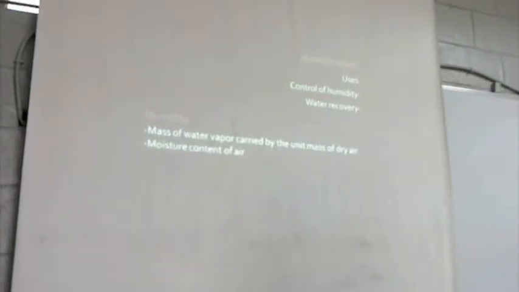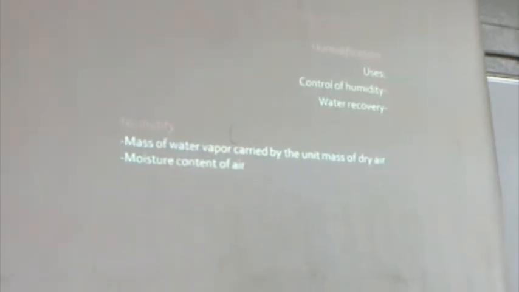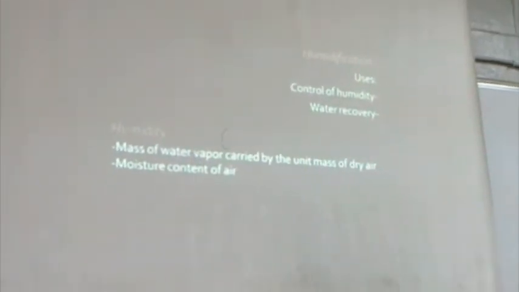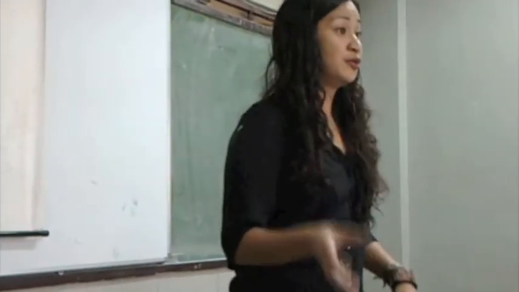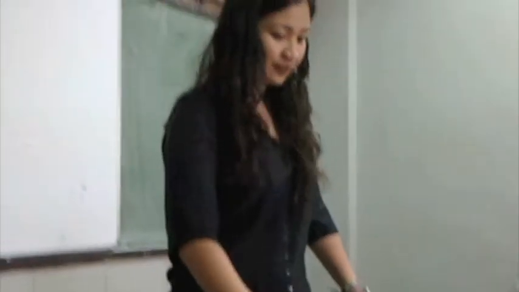Humidification is usually used to control humidity or to recover water or cool it by contacting it with air that has a low amount of water vapor. The mass of water vapor here is carried by the mass of unit dry air, which is known as the humidity or the moisture content of air.